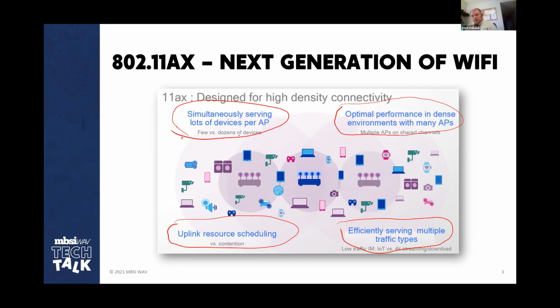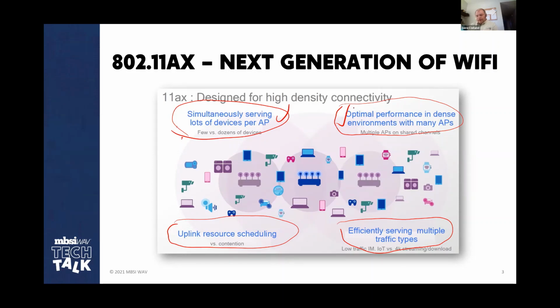So 802.11ax is designed to increase the number of devices that can be served from an access point. We have density today, so we need to have optimal performance in dense environments. Again, it's not 1 or 2 Wi-Fi clients that may be associated to an access point. It may be 100 or a few hundred.